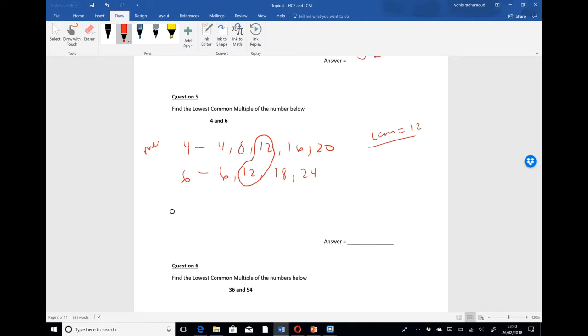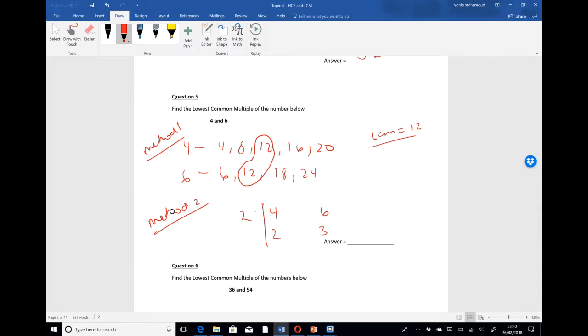Okay, so this is my method number 1. And there's also another method you could use to find the LCM. I'm going to write down 4 and 6 side by side, and then think of a number that can go into both 4 and 6. The number I'm thinking of is 2. Then I'm going to do 4 divided by 2, which is 2, and 6 divided by 2, which is 3.